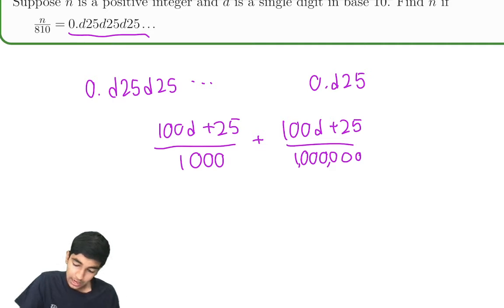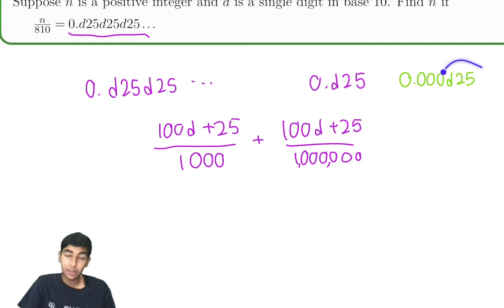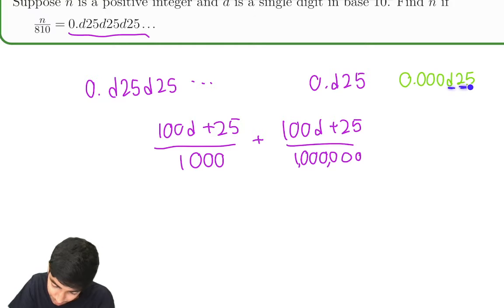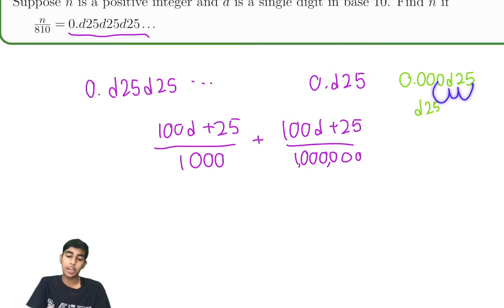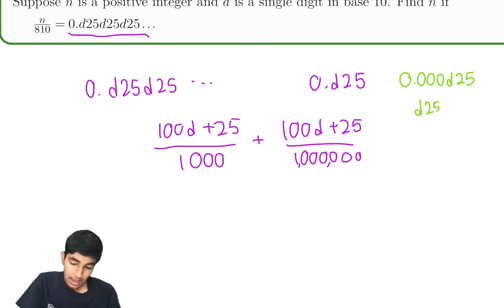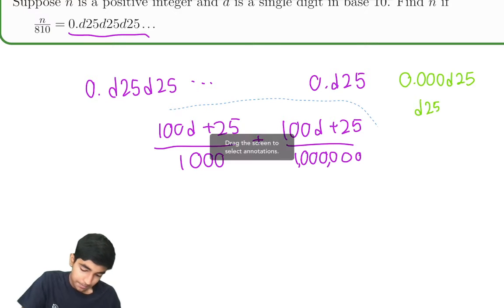And what is that going to be? 0.000d25, right? That's going to just be this expressed in base 10 notation. It's 100d plus 25. If you imagine d25 is 100d plus 25, and then we're shifting the decimal point 6 places left, so divided by 1,000,000. Now, we can keep going on again.